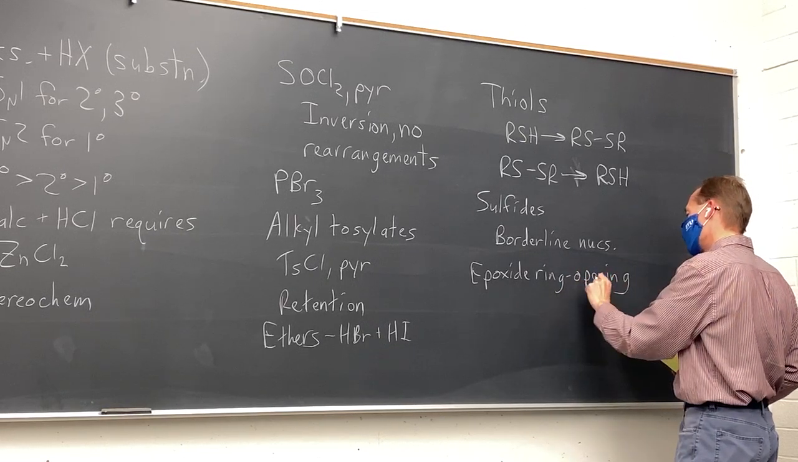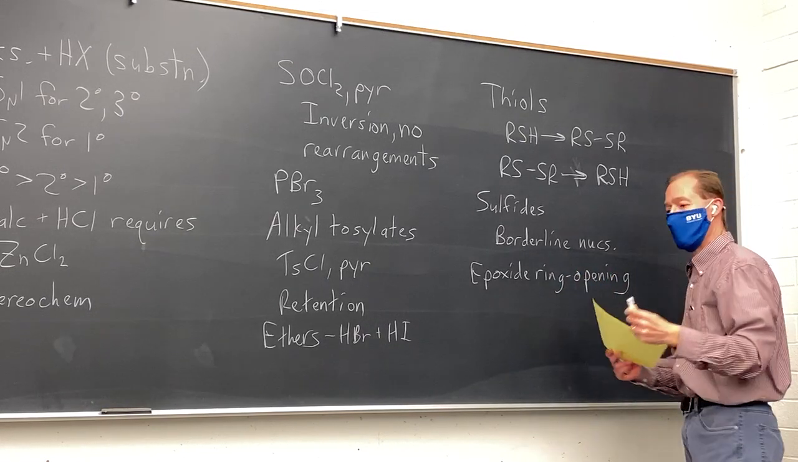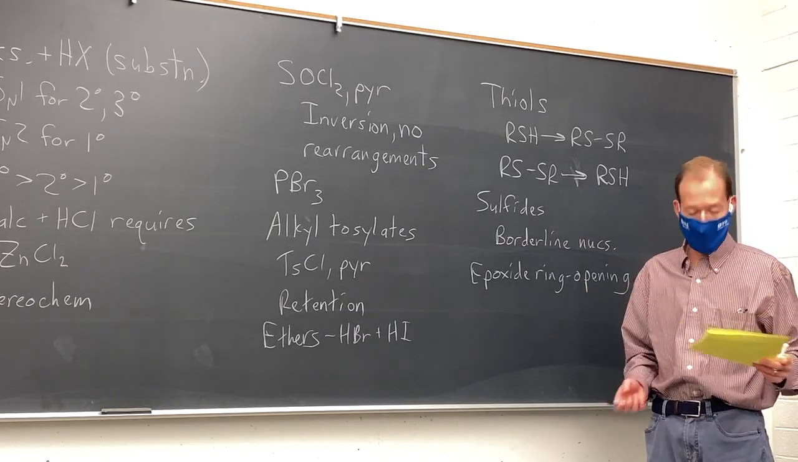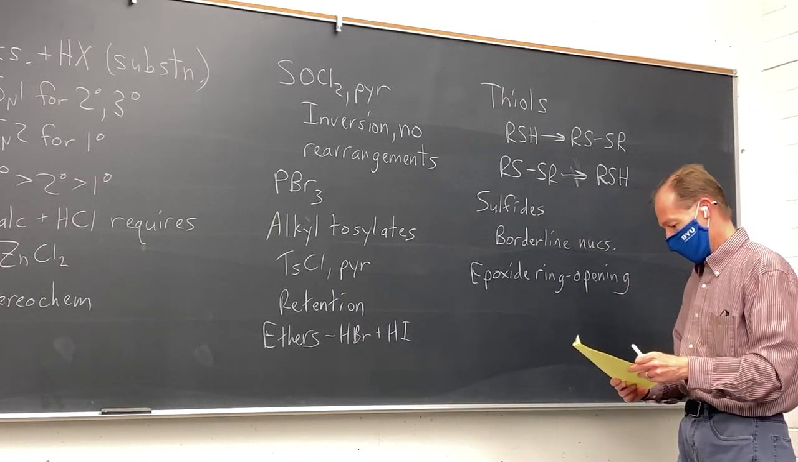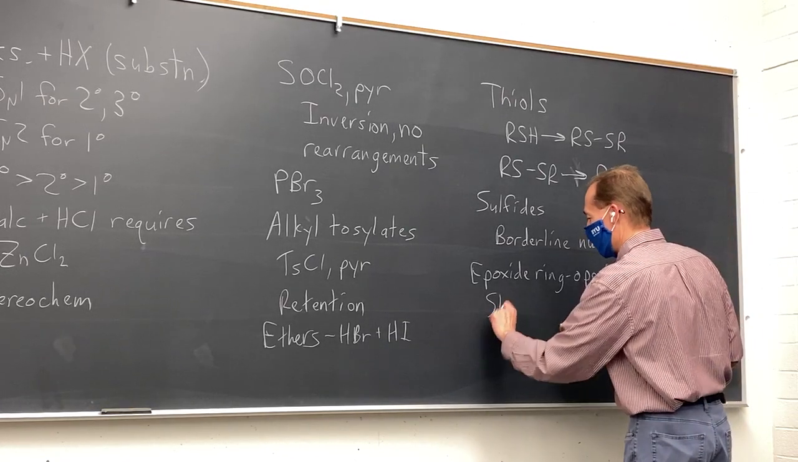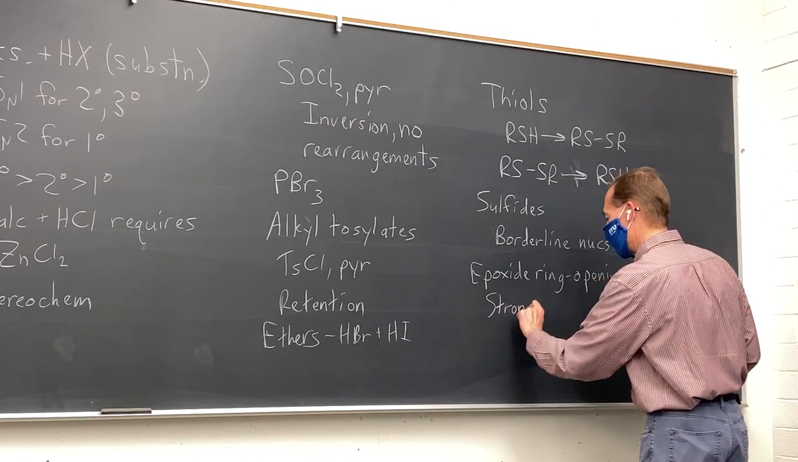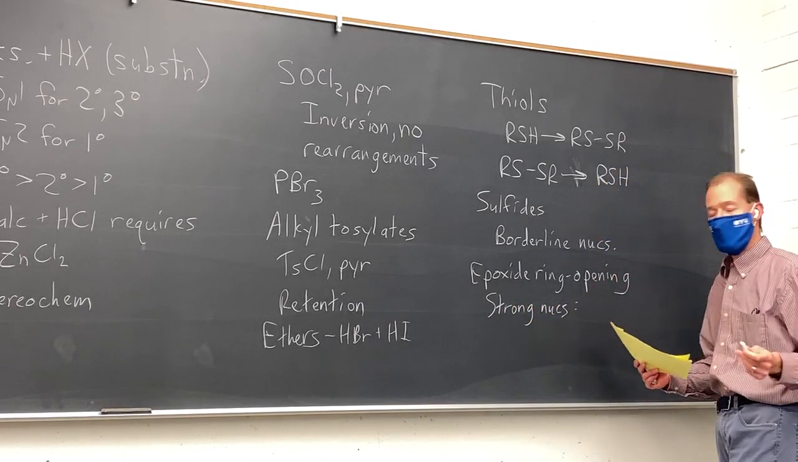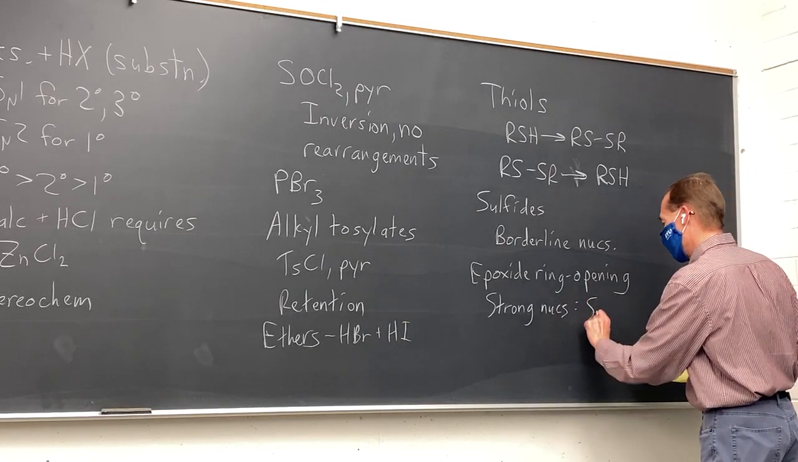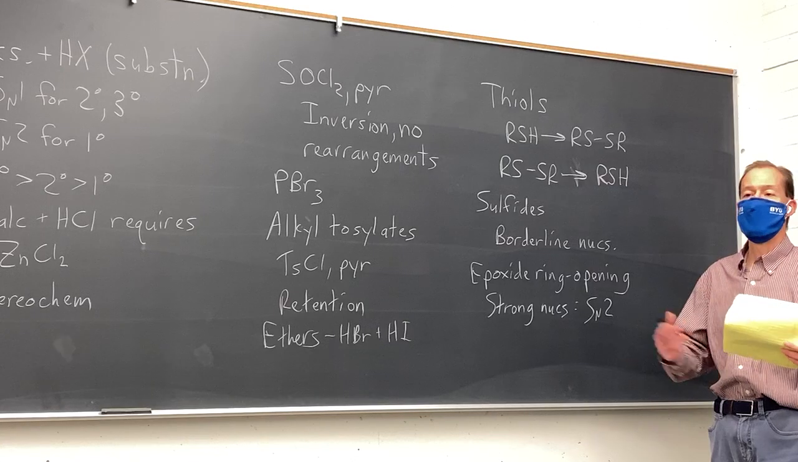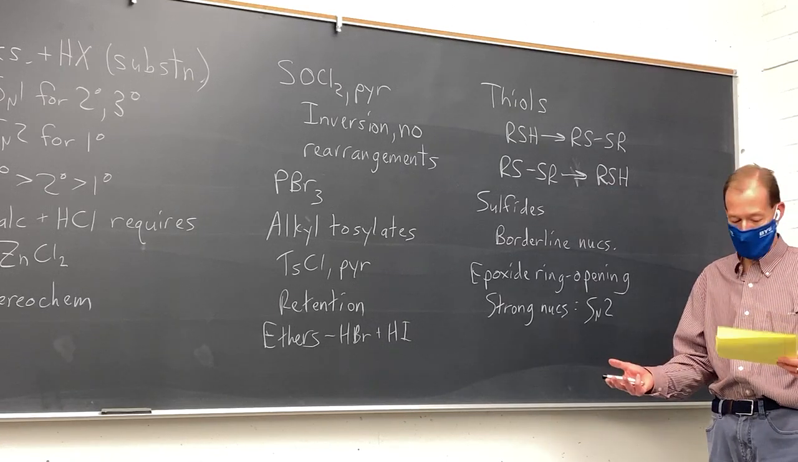So because epoxides have ring strain or angle strain, they can undergo these ring opening reactions. And there are two types of these reactions. We have strong nucleophiles, and those ring openings proceed via SN2 reactions. So we have inversion, we have attack at the less substituted carbon.